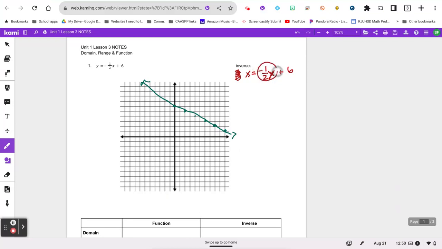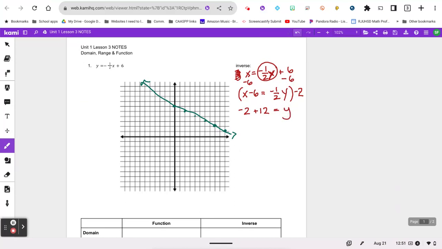So we want to get the y by itself. We're going to subtract the 6 from both sides. We get x minus 6 equals negative 1/2 y. Now, in order to get rid of the 2, the denominator, we're going to multiply everything by the denominator. I'm going to take that negative with it because I don't want to do 2 steps. So I'm going to multiply everything by negative 2, and I get negative 2x plus 12 equals y.